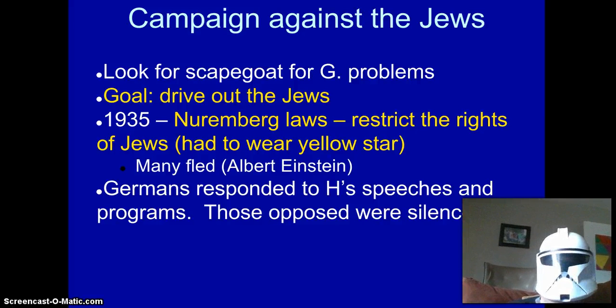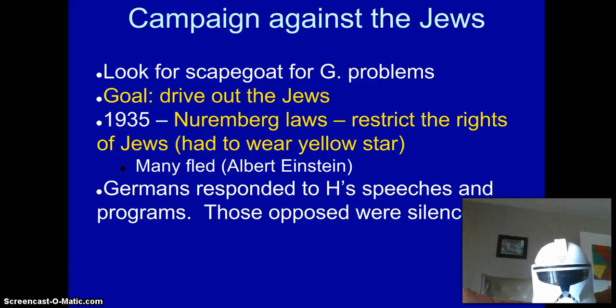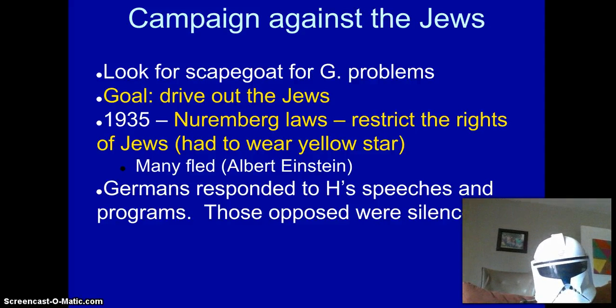He looked for a scapegoat for Germany's problems, and these were the Jewish people. The goal was to drive out all the Jews and get rid of the Jews and make Germany a pure state full of Aryans in his eyes. So the Nuremberg laws restricted the rights of the Jews, and they had to wear a yellow Star of David. Many of them fled. One of them was Albert Einstein.